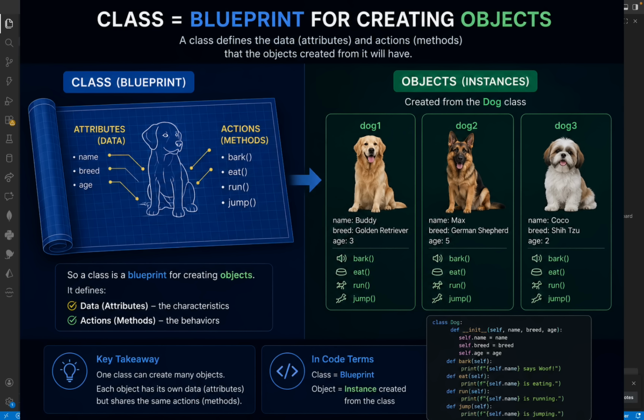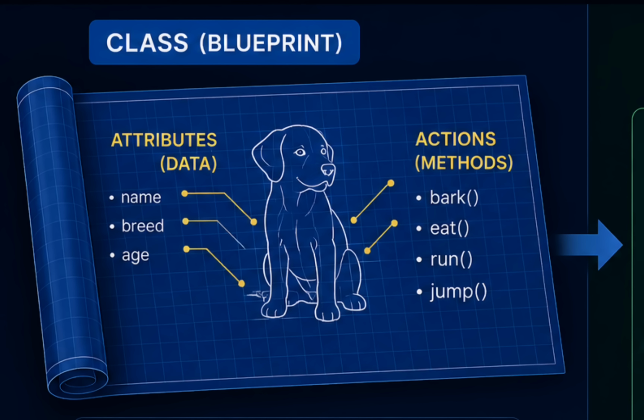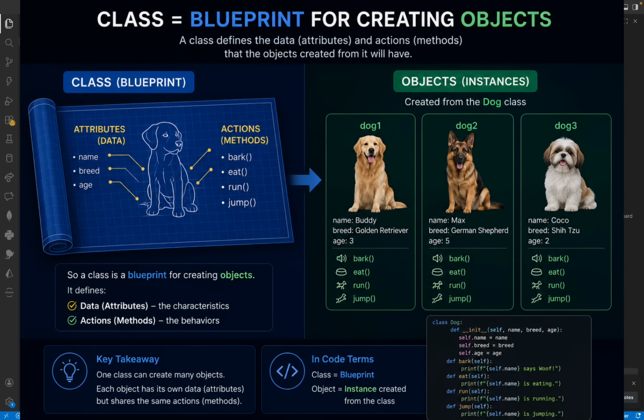So a class is a blueprint for creating objects. Okay, you see how it goes. It's a blueprint for creating objects. So it defines the data, which is, of course, your attributes, and also actions, which in this case could be your methods. Okay. An example could be, let's say we have a dog.